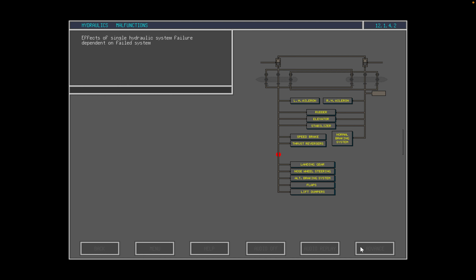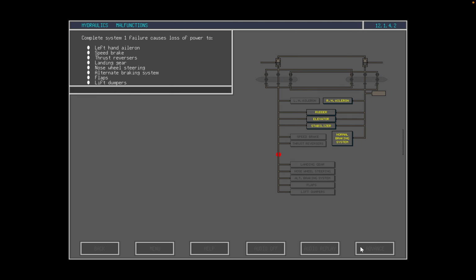The effects of a single hydraulic system failure depend on the failed system, since System 1 and System 2 power different subsystems. A complete System 1 failure causes a loss of hydraulic power to the left aileron, speed brake, thrust reversers, landing gear, nose wheel steering, alternate braking system, flaps, and the lift dampers. Rudder, elevator, and stabilizer will also have one actuator affected.